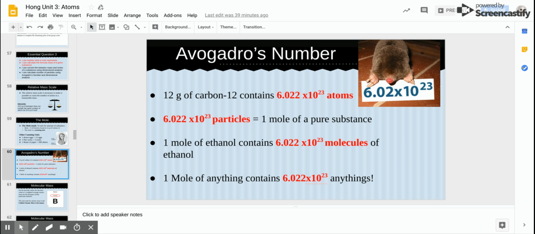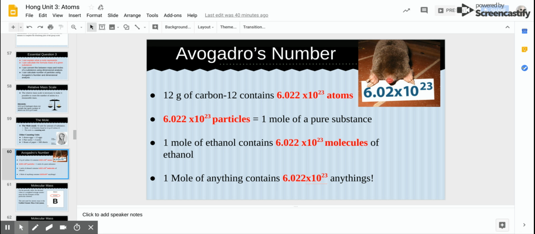Particles could represent atoms, molecules, or formula units. So when we get to solving using dimensional analysis later in this essential question, we'll want to make sure that instead of the word particles, we're giving a specific unit behind that number. So if we have 1 mole of ethanol, it is fair to say that we have 6.022 times 10 to the 23rd molecules of ethanol.